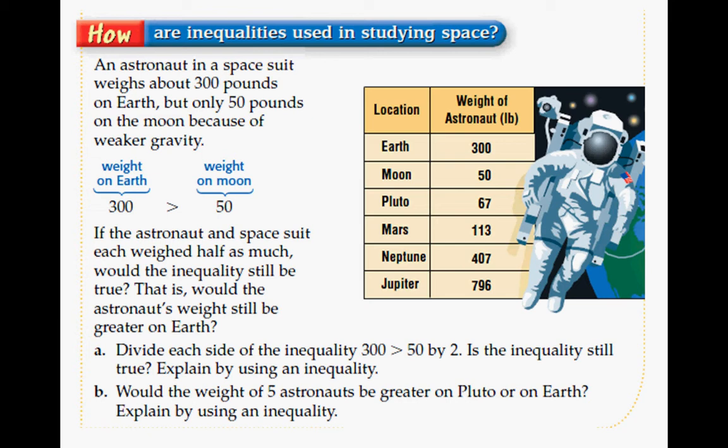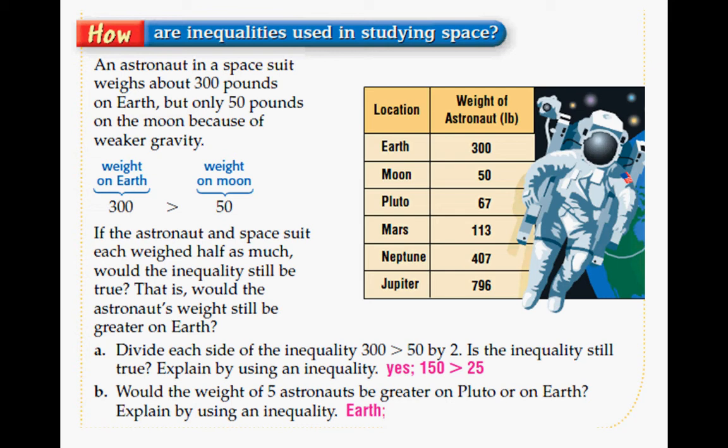If you divide each side of the inequality 300 is greater than 50 by 2, is the inequality still true? Well, if you divide 300 by 2, you get 150, and if you divide 50 by 2, you get 25. So 150 is still greater than 25, so that would be true. So the answer is yes.